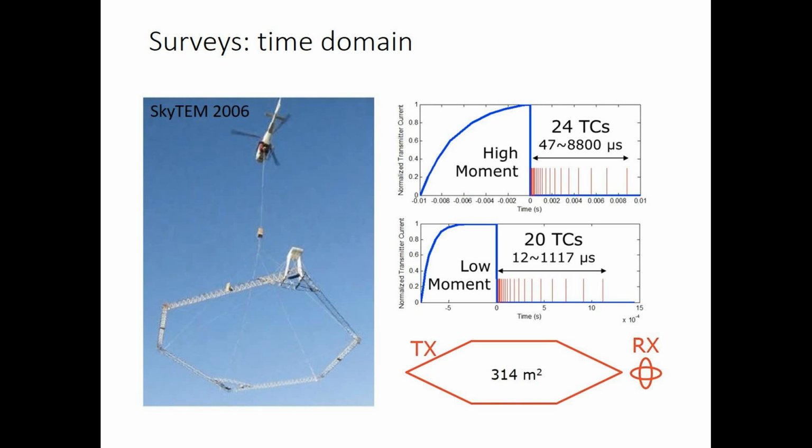And the time domain survey is done by SkyTEM 2006. This is a dual moment system. For high moment, 24 time channels, where it's 47 to 8,000 microseconds. And we also have a low moment, using a much lower transmitter moment, but only 20 time channels, at much earlier times, starting at 12 microseconds. So this is the basic geometry, with the transmitter and receivers at the tail of the frame.